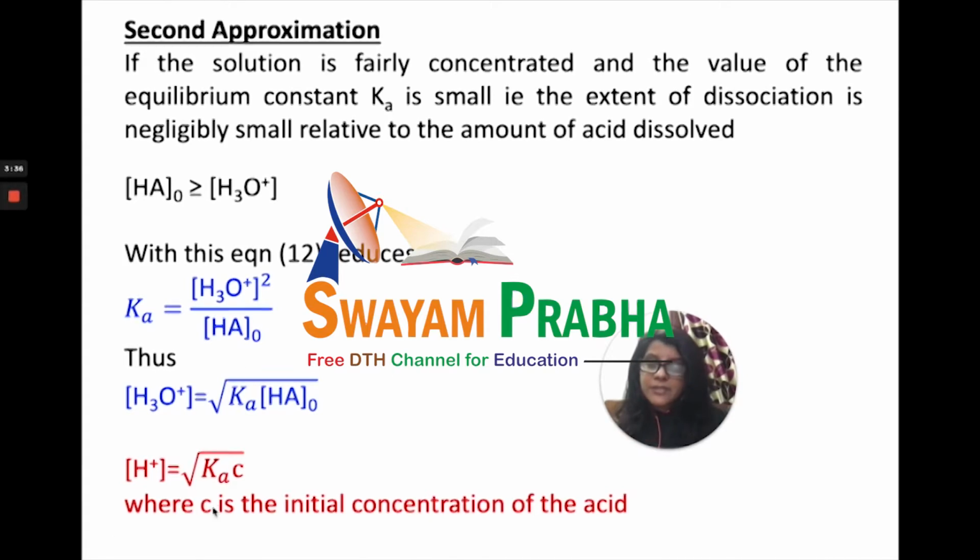You remember this expression from the 11th standard? This is actually the same expression. It's just that we have written it in a little more refined manner. But this is the expression that you were using in the 11th standard while solving the ionic equilibria numericals.